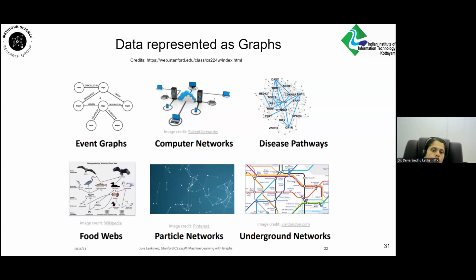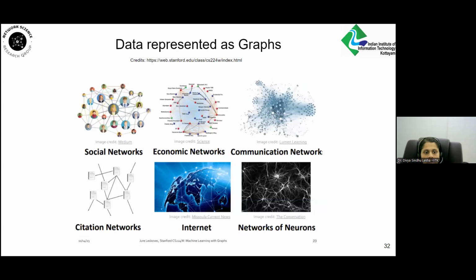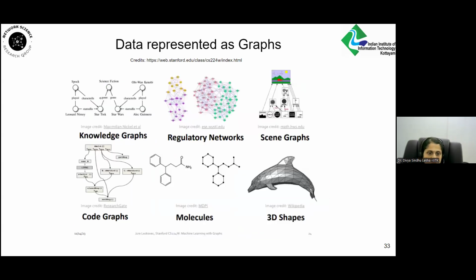Again, computer networks, or you can think about internet as well, where many devices are connected to each other. Or disease pathways. Okay, so the different molecules and how they are connected to each other. Food webs, as we have seen earlier, which species is predating on which species. Particle networks or underground networks, social, economic, communication or citation. As we have seen earlier, citation is a directed network. Internet or even network of neurons. Okay, so in each one of these, we can clearly see that each system could be modeled as a network. Right? So all this data could be represented as a graph or as a network.